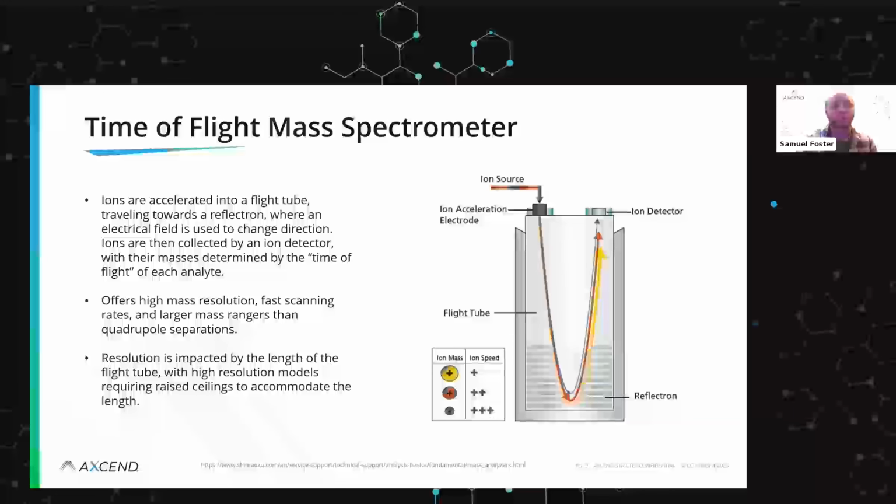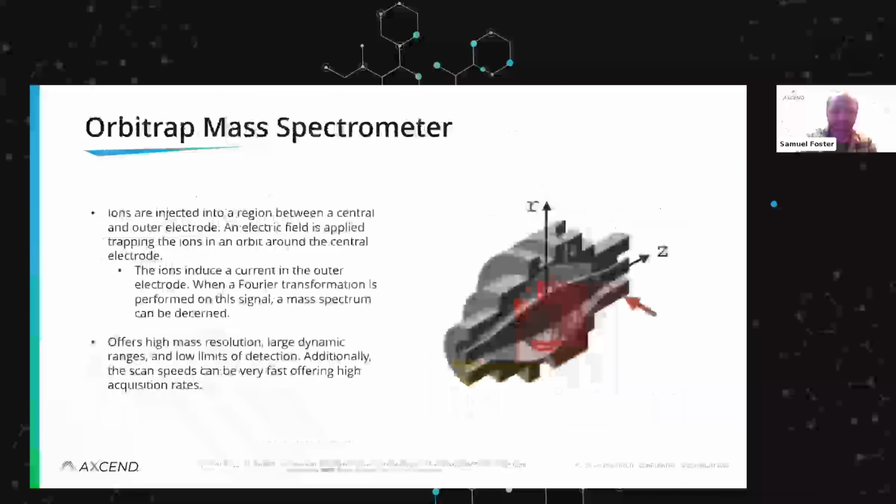And so based on the time that these analytes spend flying, going from ion source to reflectron and reflectron to ion detector, you can get a sense of what their ion mass is. So this is a very high mass resolution technique. It is impacted by the length of the flight tube. So you'll often see very high resolution ones have very long flight tubes. This can raise the need to, say, take out ceiling tiles, or in crazy cases, run between floors. But they are a really interesting and really unique type of mass spectrometer.